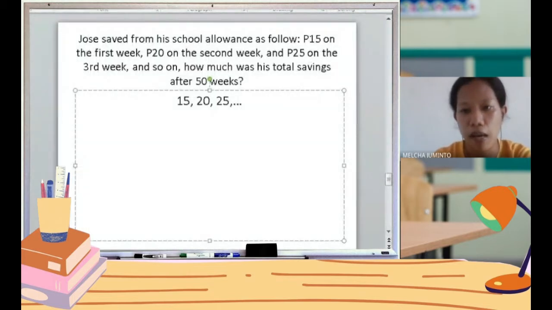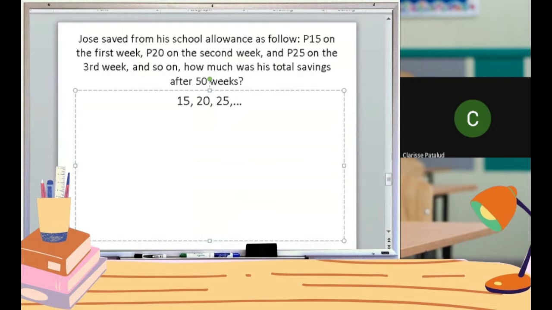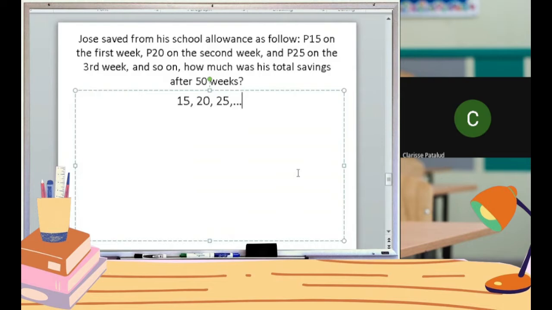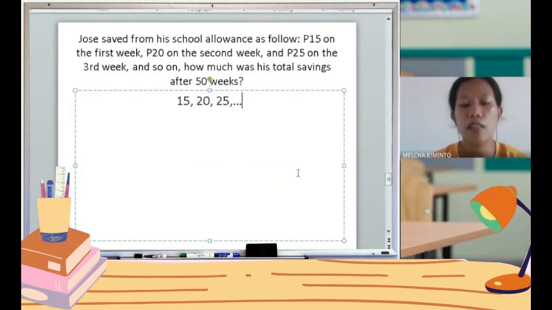You can use the chat box for the answer. Arithmetic sequence, correct. Very good. So arithmetic sequence. Why? How did you determine that this is an arithmetic sequence? There is a common difference of 5. Okay, very good, because there is a common difference, which is 5.